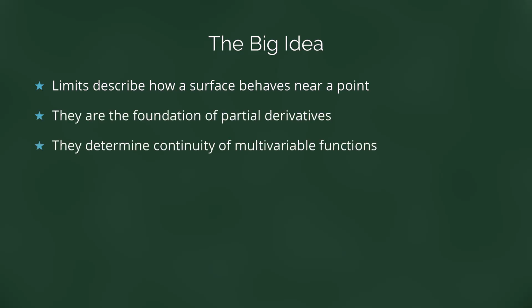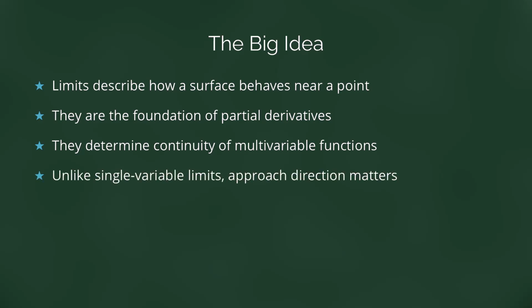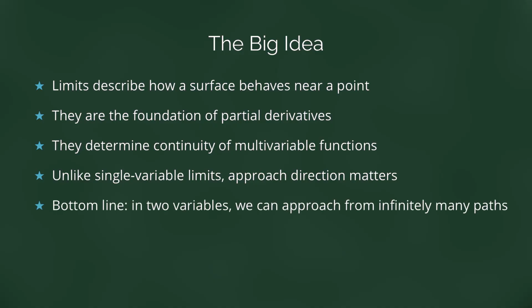We'll see that they are foundational for understanding ideas of partial derivatives and continuity, but we'll also see that unlike single variable limits, where we only need to consider the limit from the left and the limit from the right, when dealing with functions with multiple variables, we're going to have to consider the approach from several directions. The bottom line is that in two variables, we can approach a point along infinitely many paths, and our approach to limits is going to have to take that into account.